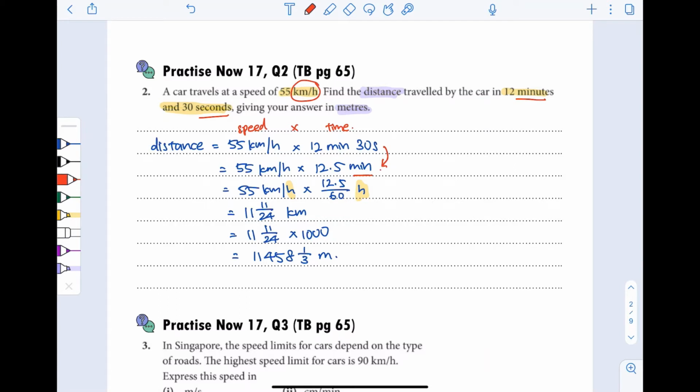Hence, we need to do a conversion from minute to hour by dividing by 60 for 12.5. Now we can take 55 to multiply with 12.5 over 60, and then our answer will be in kilometer because our speed is in kilometer per hour. Then lastly, because the question wants it to be in meters, we do our conversion into meters. Hence our answer will be 11,458 and 1 over 3 meters. And this is how we approach question 2 of practice now 17.